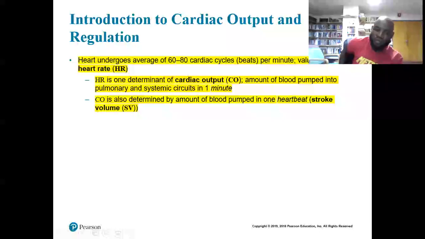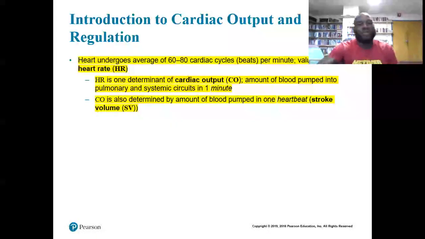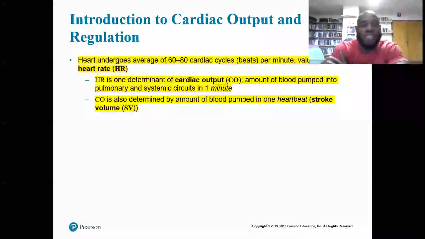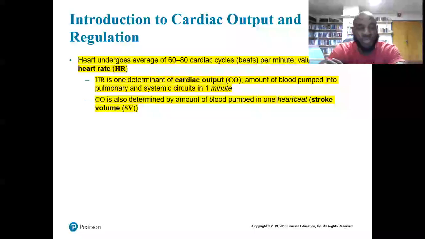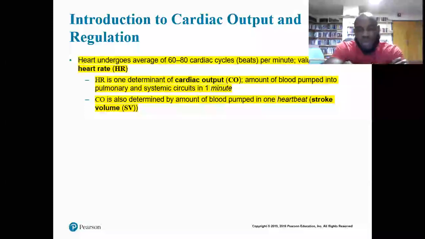So we have a lot of information about blood and a lot of information about the heart so far. But the heart undergoes 60 to 80 cardiac cycles or beats per minute. So on average, you go to the doctor, you get tested, listen to your heart, or you can check your pulse. It should be somewhere between 60 to 80 beats per minute.